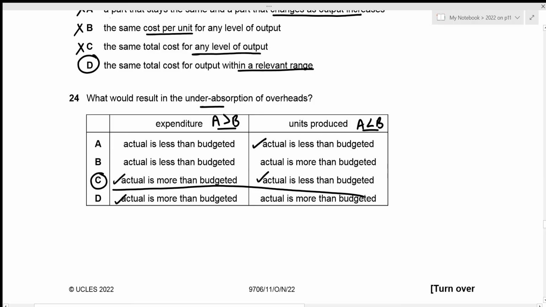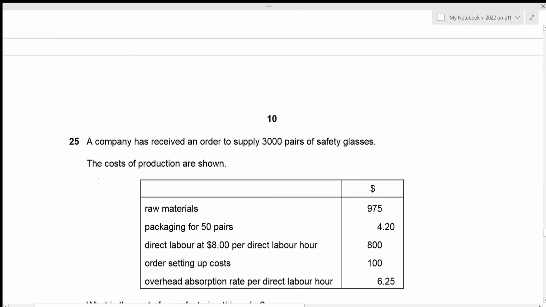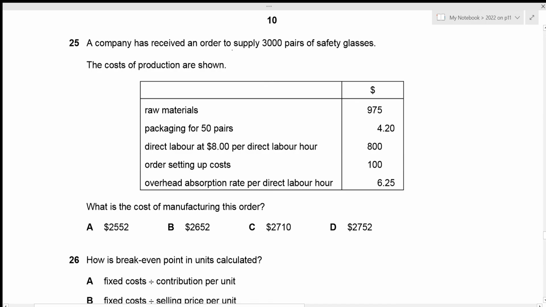We can now move towards question number 25. A company has received an order to supply 3,000 pairs of safety glasses. The cost of production is shown below. We need to figure out the total cost of manufacturing this order. Okay, so raw materials, we're not given any sort of information regarding which pairs it relates to. So we'll just be assuming that this 975 relates to the total of 3,000 pairs.